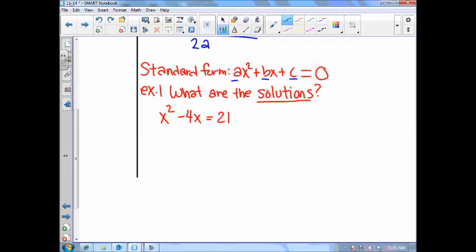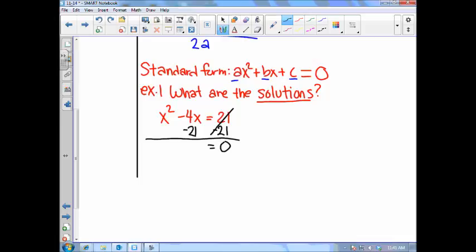All right, this isn't set equal to 0. It's set equal to 21. That's not what we want. So how can we make it equal to 0? Minus 21. Good. We need to move that 21 to the other side by minusing it, right? Because now the right-hand side is equal to 0.